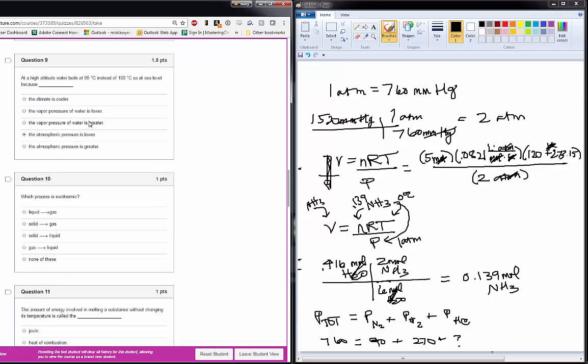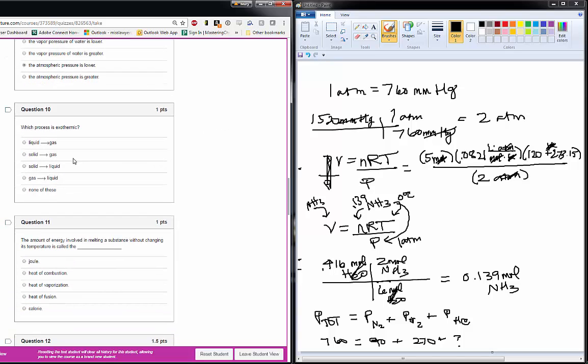Since the vapor pressure is directly related to the temperature of the water, as we increase the temperature of the water, we increase the vapor pressure. At some point, that vapor pressure is equal to the atmospheric pressure, and since the atmospheric pressure is lower at high altitude, then that point comes earlier.